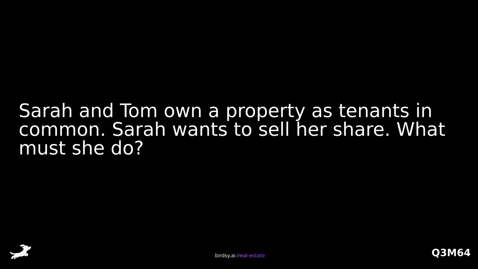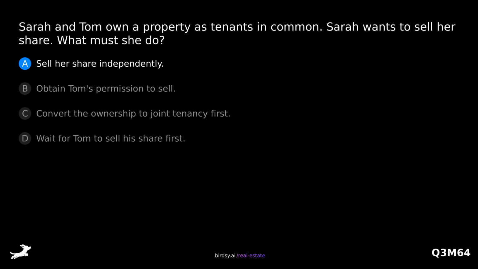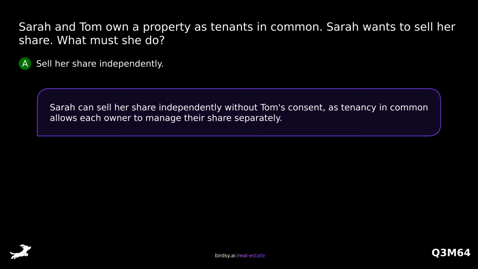Sarah and Tom own a property as tenants in common. Sarah wants to sell her share. What must she do? Is it A, sell her share independently, B, obtain Tom's permission to sell, C, convert the ownership to joint tenancy first, or D, wait for Tom to sell his share first? The answer is A, sell her share independently.